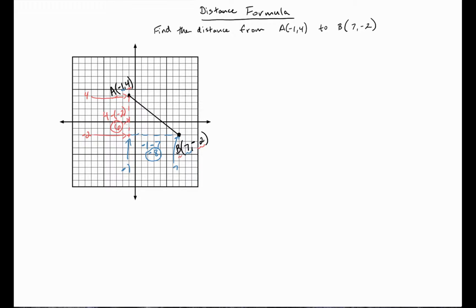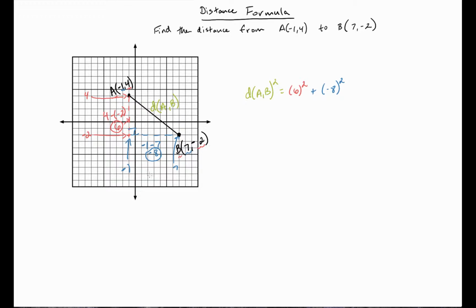So now I have those two legs of a right triangle, and the side I'm trying to find is in fact just the hypotenuse, the distance from A to B. I can use the Pythagorean theorem for this. A squared plus B squared equals C squared, or we can do it the other way around: C squared is equal to A squared plus B squared.